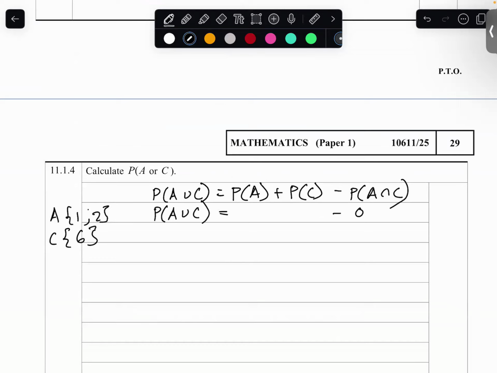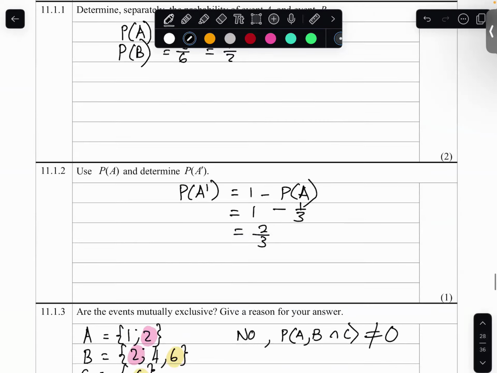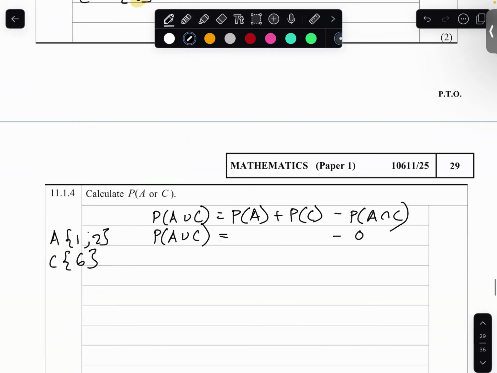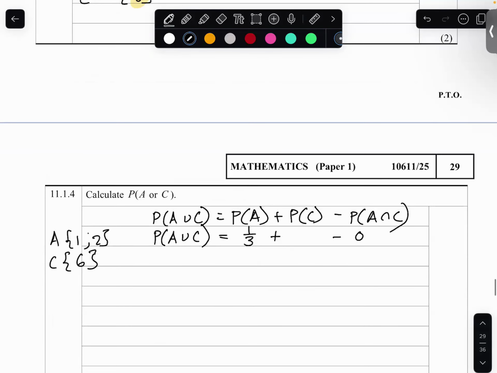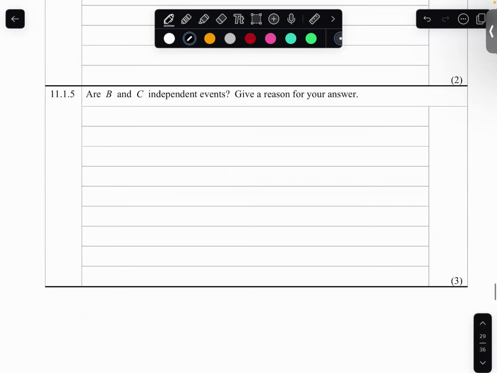The probability of A we already calculated in a previous question. It's 1 over 3. The probability of C we calculated, oh, we didn't. It's 1 over 6, because the probability of C is just 1 outcome out of a total possible 6. Then you punch that into the calculator to get the probability of A or C, which gives me a half. And that's that one. All right.